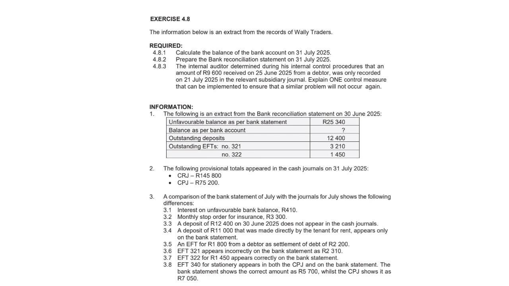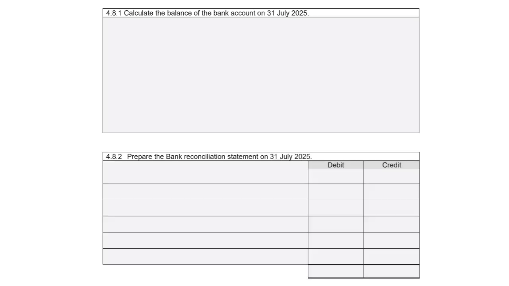Then I'm giving you additional information. As I go through the additional information, we will go into it in our answer sheet directly. We have to calculate the bank balance on 31 July 2025. So I like to do a T account when it comes to my bank account.